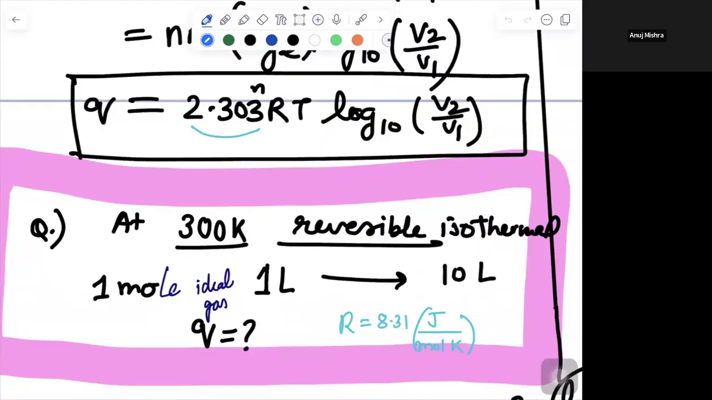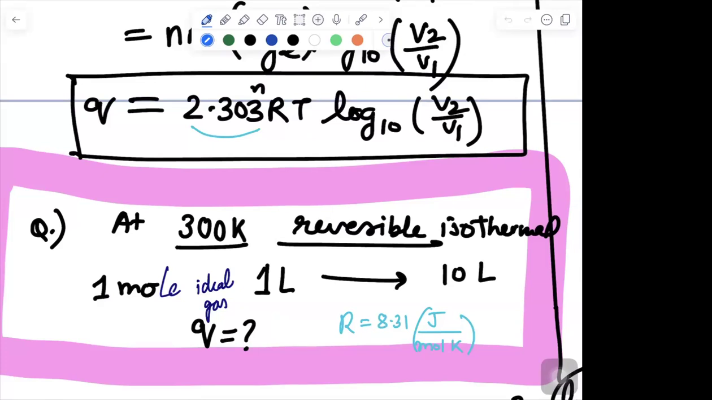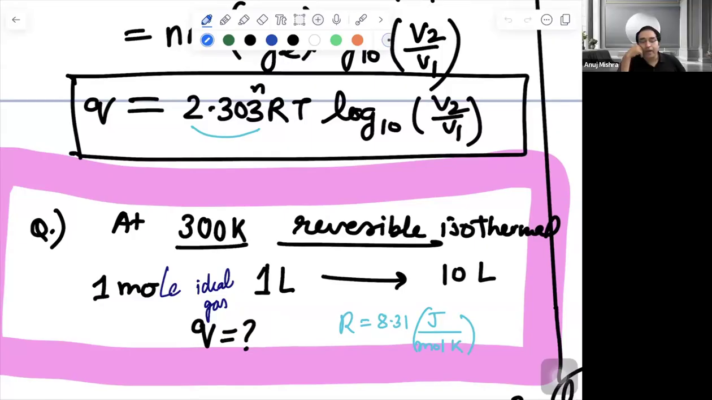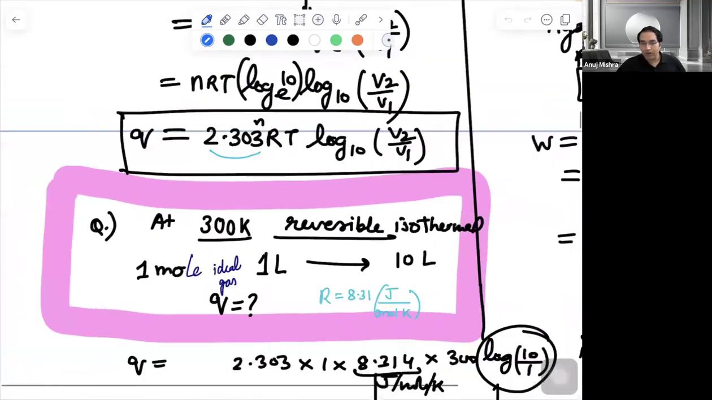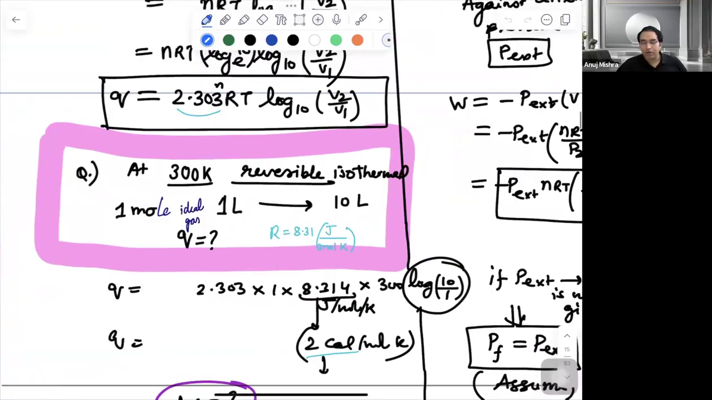What's the answer? So is it 5741.3, 0.379? Okay, can you tell me in terms of R? It will be minus 1 R 300 2.303. That's all. Log of 10 by 1 is 1, right? Yeah. Very good. So if we solve, you can get the result out of it.